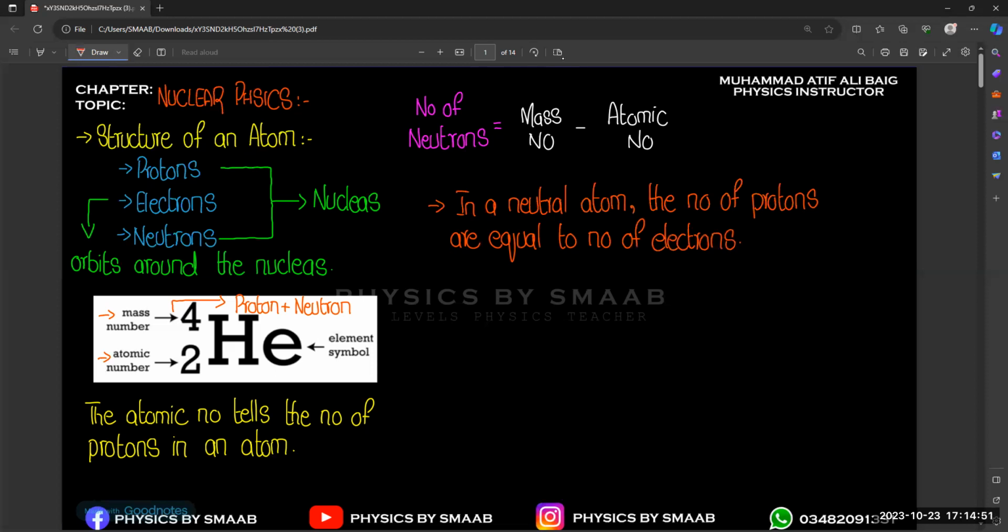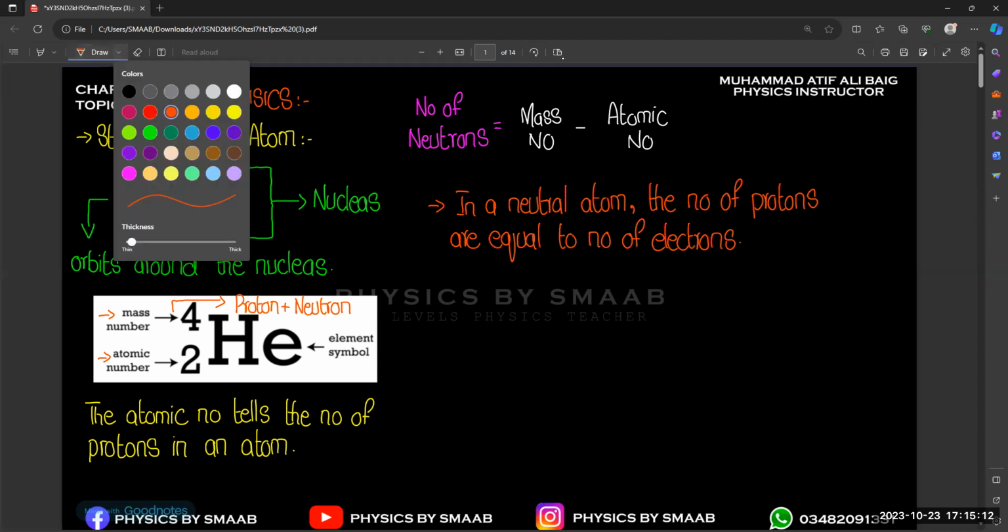Because sometimes they just ask you to complete the diagram or the concept like this. So always remember that if somewhere in a diagram the number of protons is given, you have to draw the same number of electrons in that diagram, right? Because in a neutral body, the number of protons and the number of electrons remains the same.